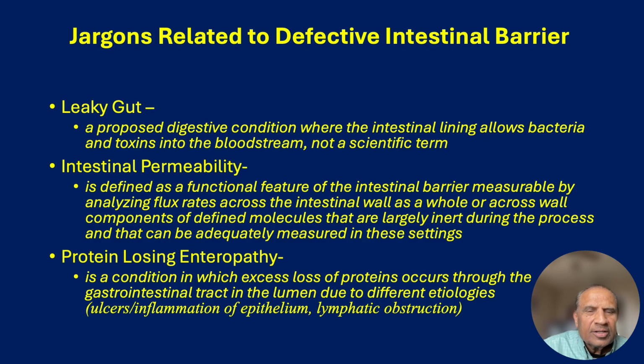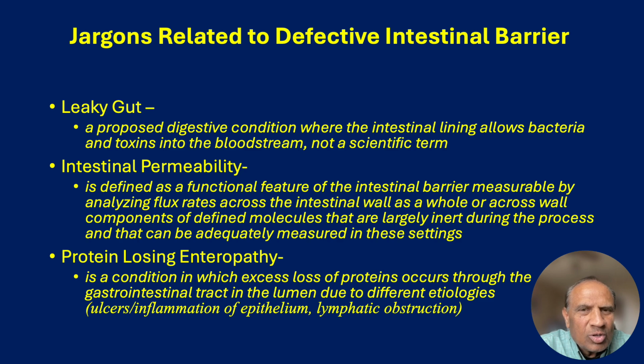Let us first clear the different terms used related to the intestinal barrier. The first one that everybody today is aware of is leaky gut. It is a proposed digestive condition where the intestinal lining allows bacteria and toxins into the bloodstream. It is actually not a scientific term. The scientific term is intestinal permeability, which is defined as a functional feature of the intestinal barrier, measurable by analyzing flux rates across the intestinal wall as a whole or across wall components of defined molecules that are largely inert during the process and that can be adequately measured in these settings.